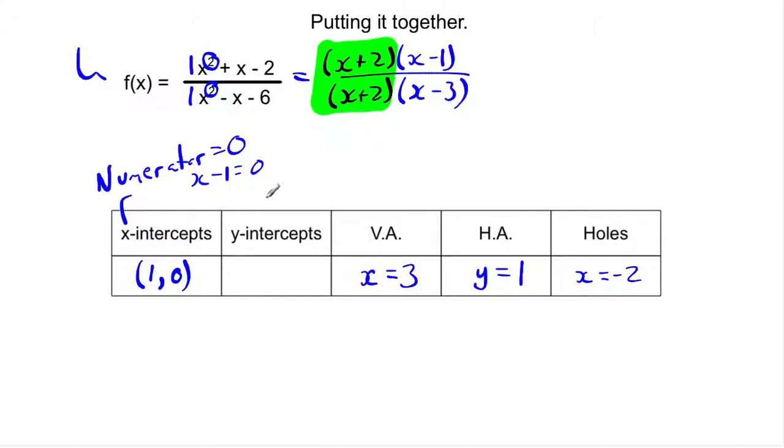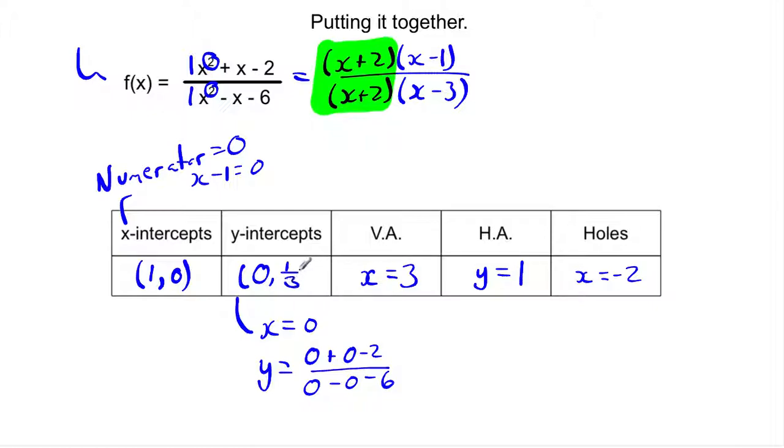Now the y-intercept, remember, this is where x is equal to 0. So y is going to equal 0 plus 0 minus 2 over 0 minus 0 minus 6. So I get negative 2 over negative 6, which is 1/3. So x is 0, y is 1/3, and that's the point for my y-intercept.